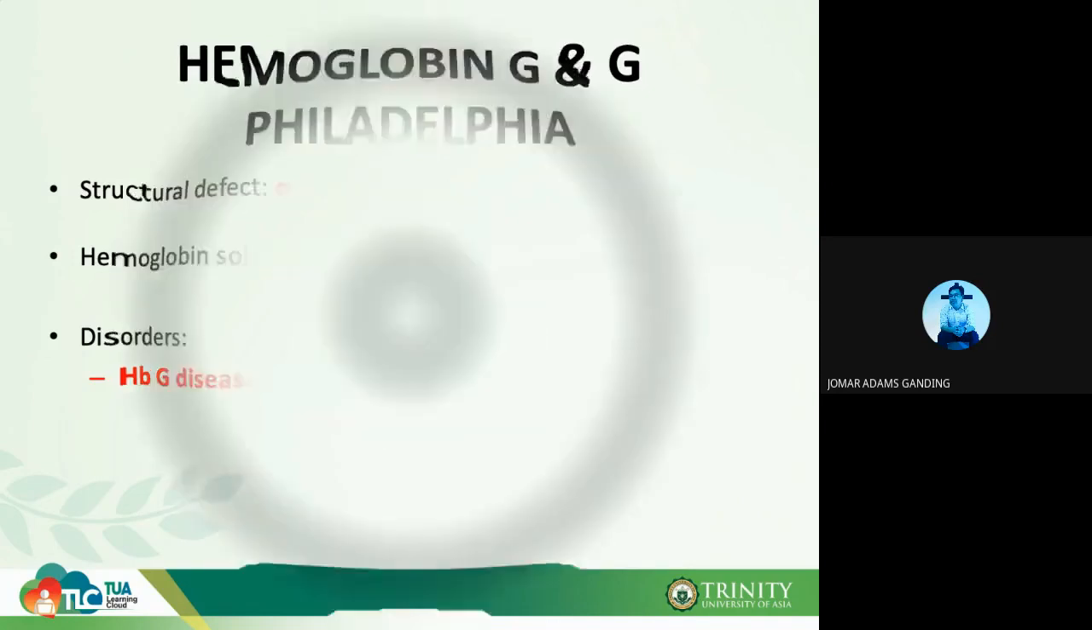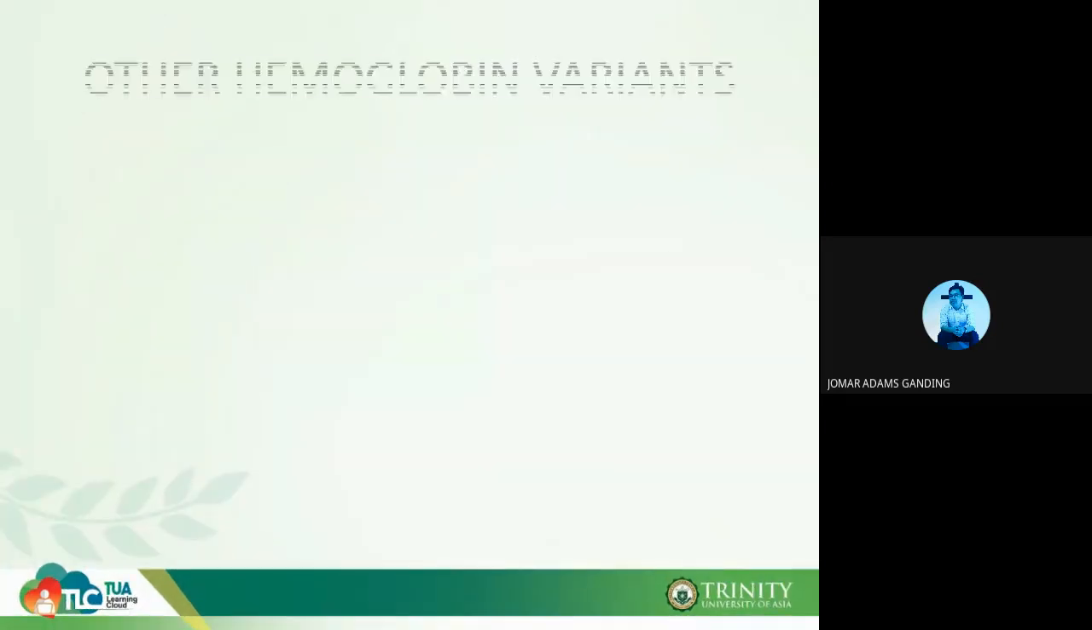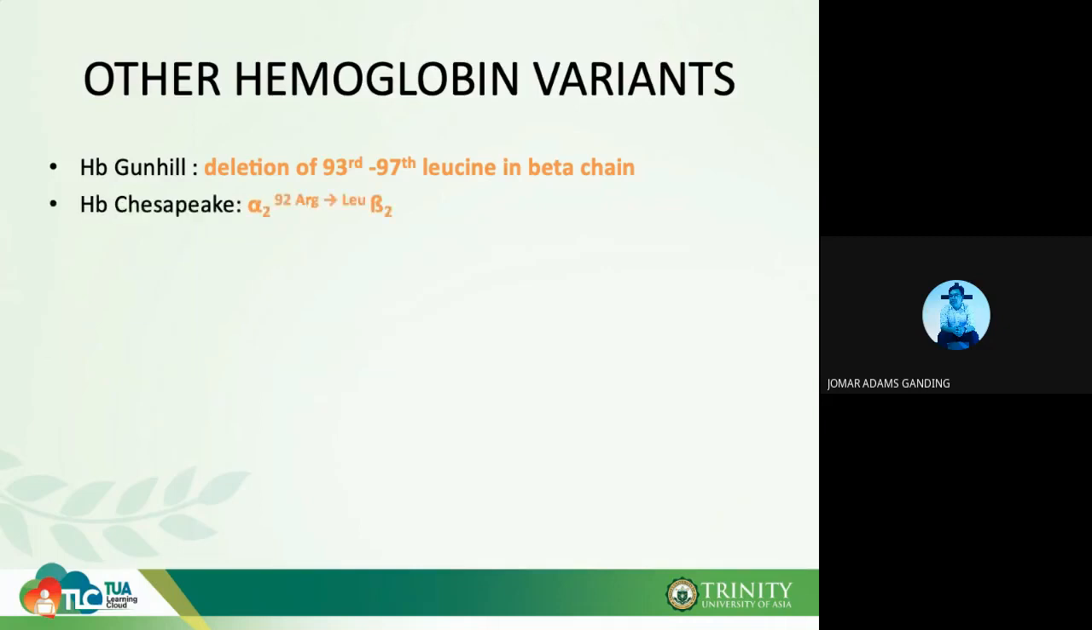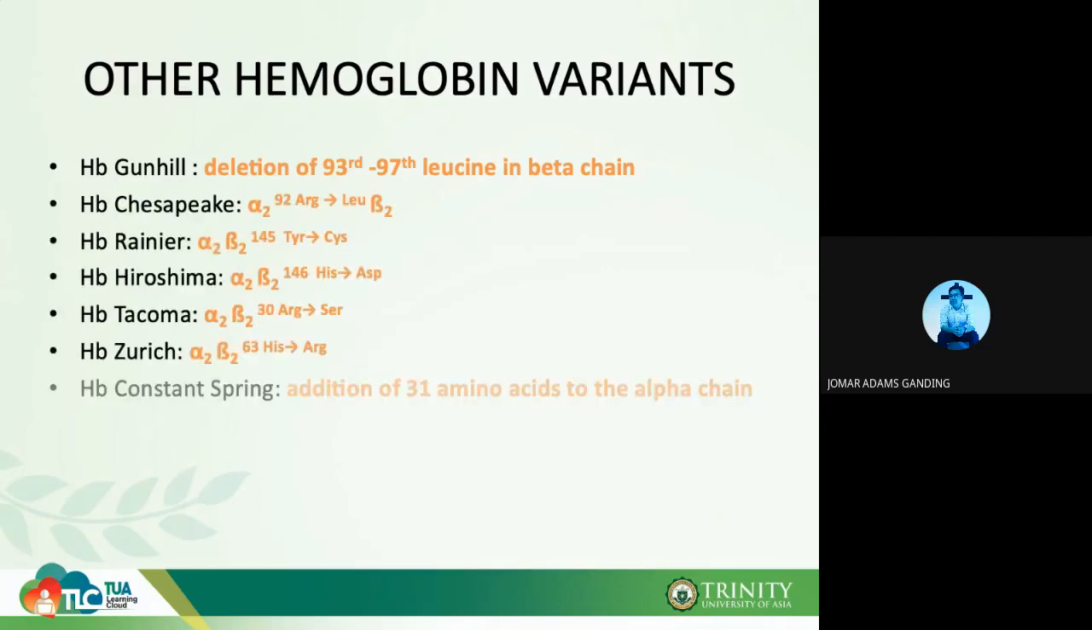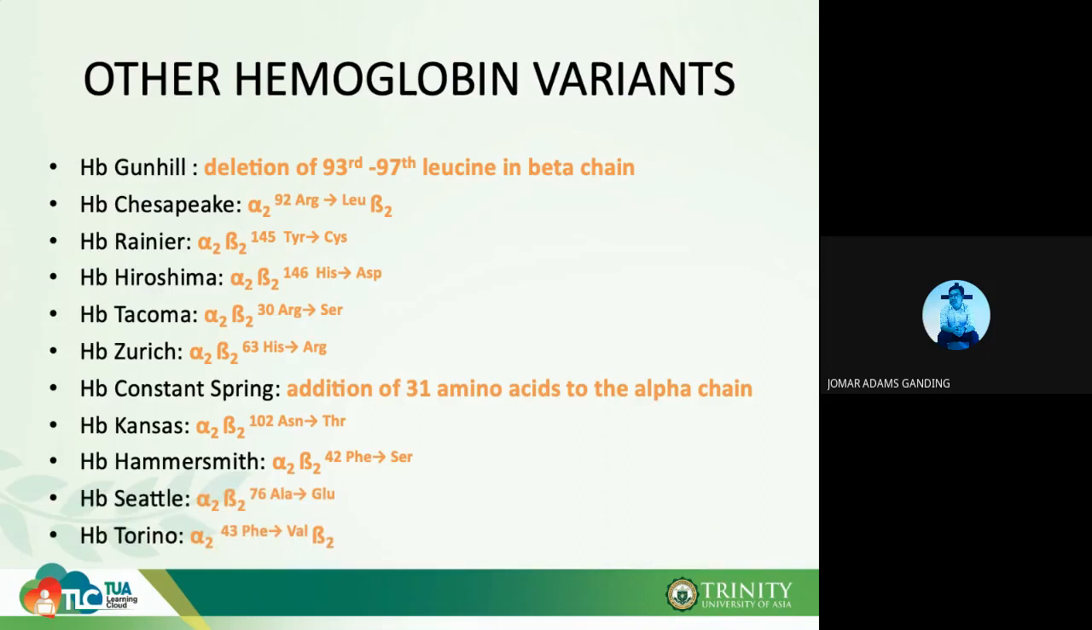Okay, other hemoglobin variants, we have the following. Sir, do we have to memorize this? No, just the ones that are discussed specifically. Okay, so all of these are examples of substitution, we have deletion. Your Gunhill, pakikitandaan na lang si Gunhill. That is an example of deletion. Your hemoglobin Constant Spring is a chain extension. And kung mapapansin ninyo, chain extension siya.